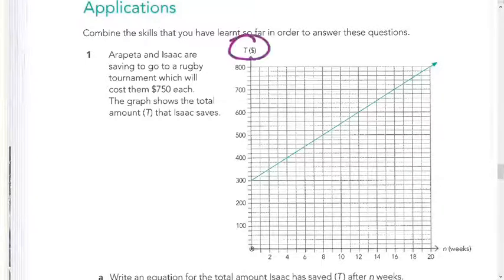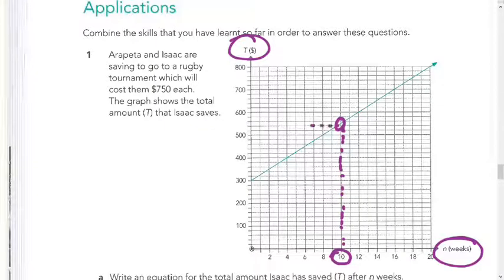So that's the amount of money he's saved. What is the X value? The number of weeks he's been saving. So who can tell me how much he has saved then in 10 weeks? How can I find that out? Just follow the 10 up until I hit what? Until I hit the line.